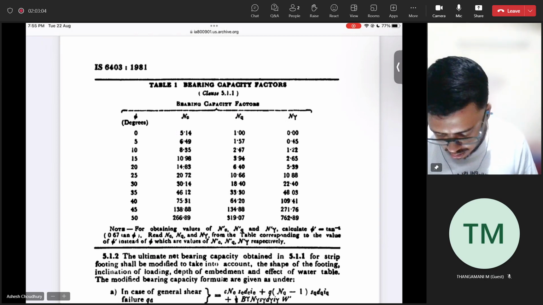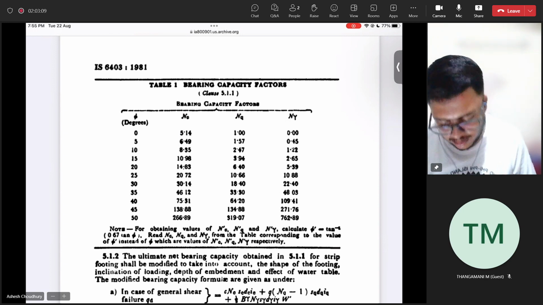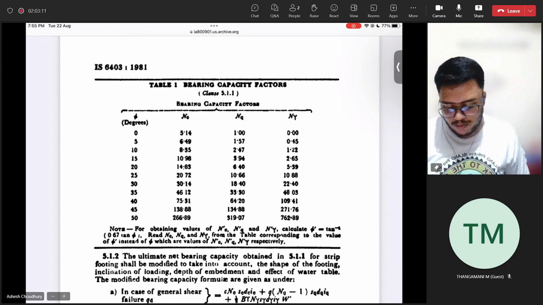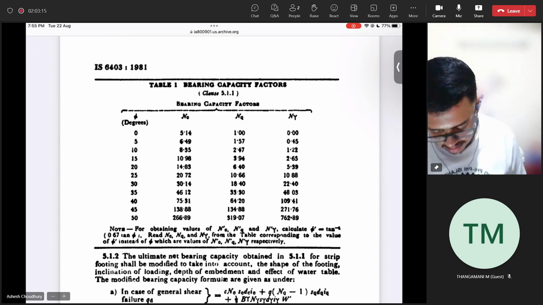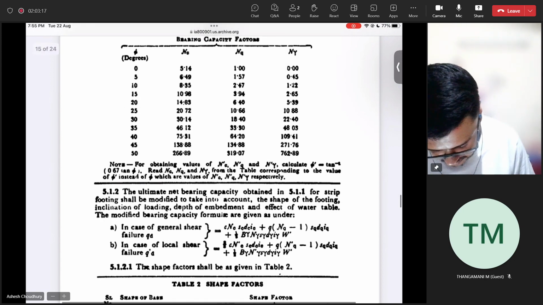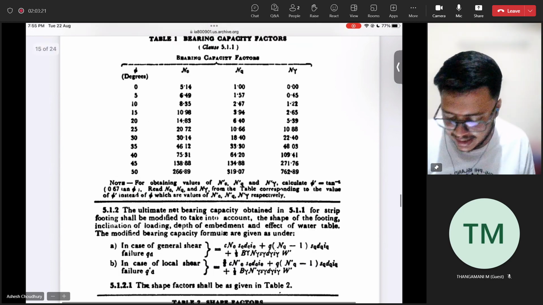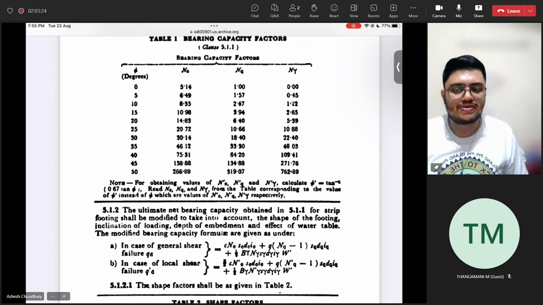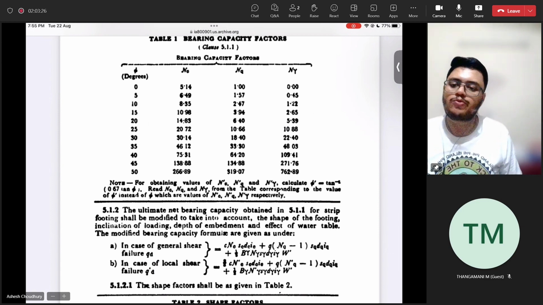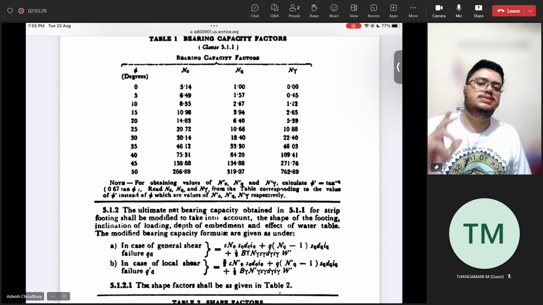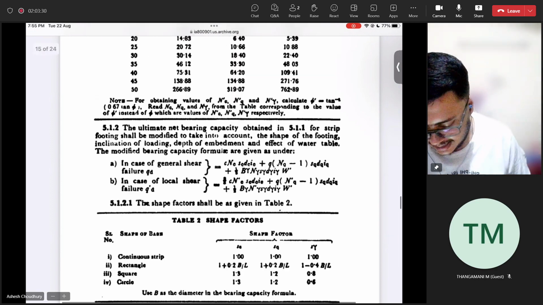Now corresponding to this 21.15 degrees, we should determine this Nc, Nq and Nγ. It's given here: for obtaining values Nc dash, Nq dash and Nγ dash, calculate phi dash equal to tan inverse 0.67 tan phi. These dash values are for local shear failure. Again, this 21.15 value is not available, so we can interpolate between 20 and 25 to get this Nc, Nq and Nγ. I will just write these down.